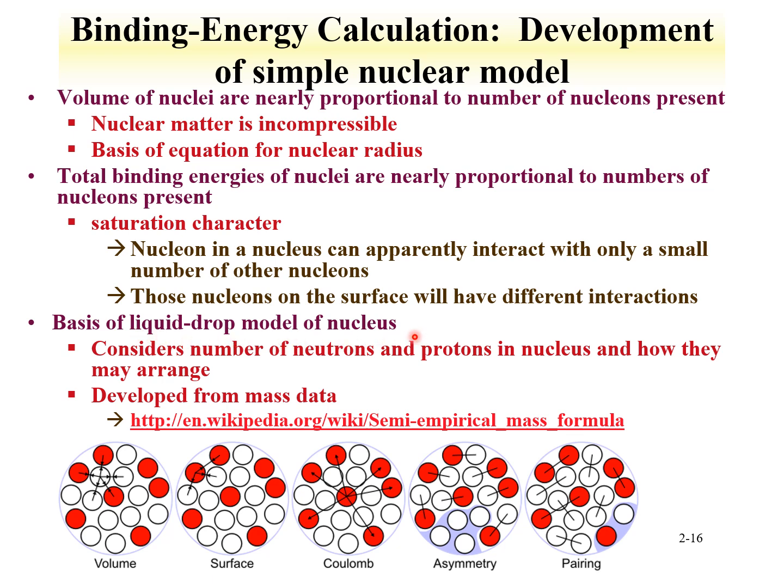It considers the number of protons and neutrons in a nucleus, how they may arrange and interact, and since we're talking about a liquid drop model of the nucleus, we tend to think spherical. And this is all developed from mass data, and you can get some information from this web link here. Fundamentally, what this describes is that nucleons are going to have different interactions if they're in the volume. If they're in the middle of this drop, they're saturated. If they're on the surface, well, they're not completely saturated. They've got some interactions here, but nothing out over here.